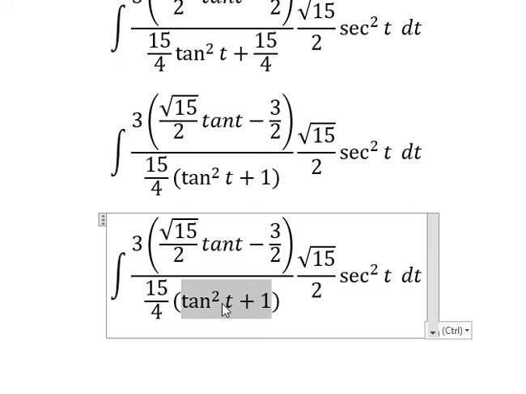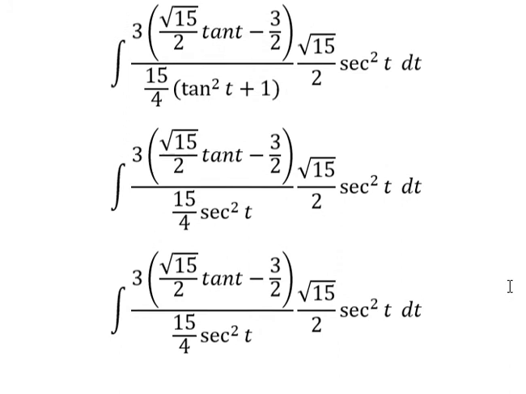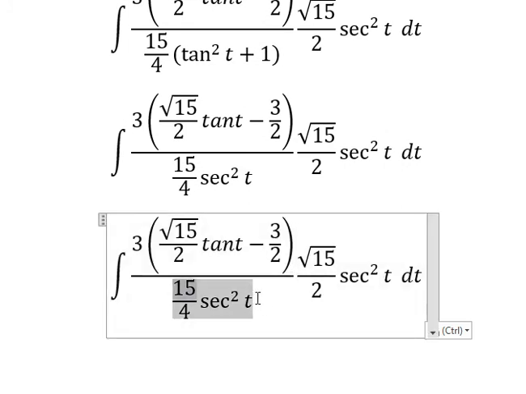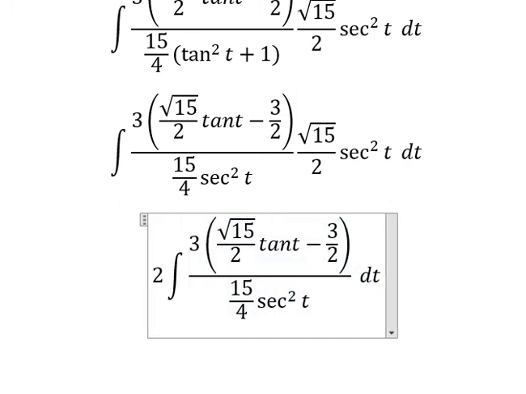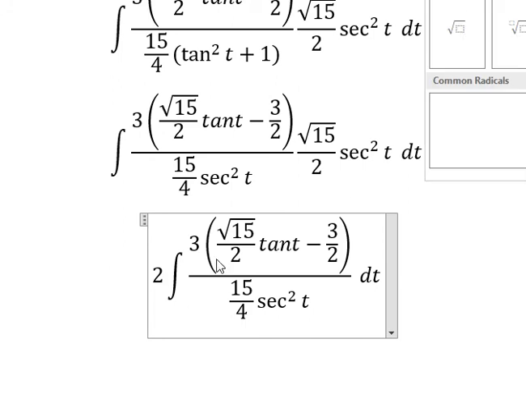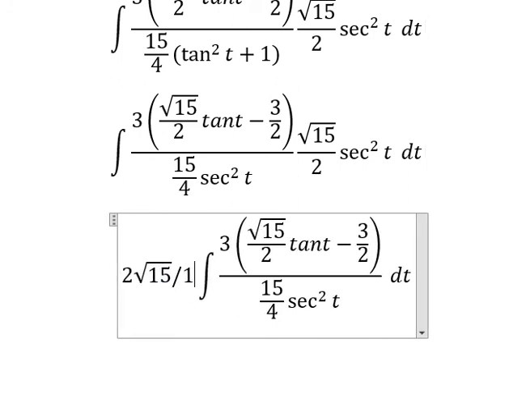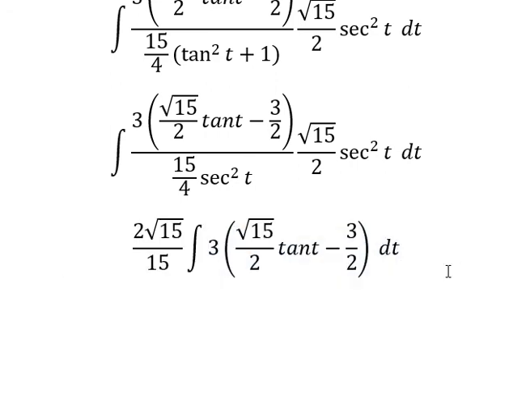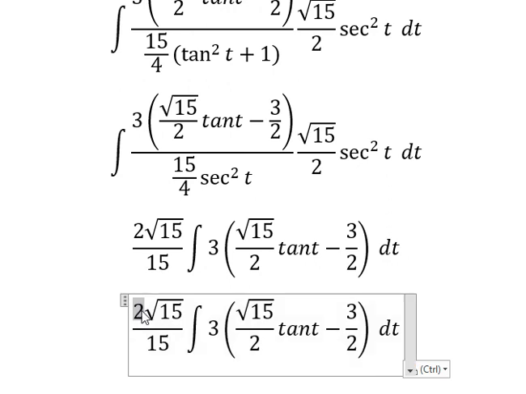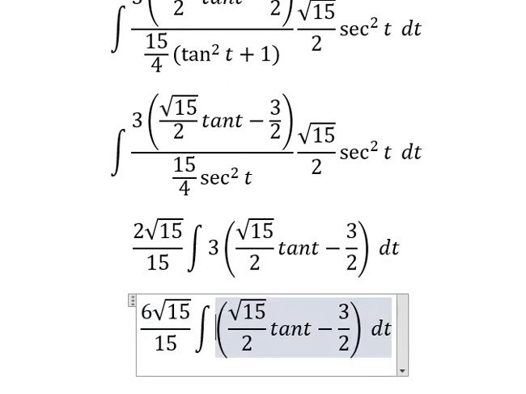This one we change by secant of t squared. And now we need to simplify this one by this one. And we have number 2 multiplied by the square root of 15 over 15. So number 3 multiplied by number 2, and we have number 6. So number 6 simplified by number 15, and we have like this.